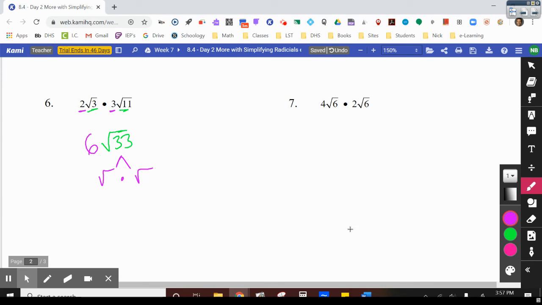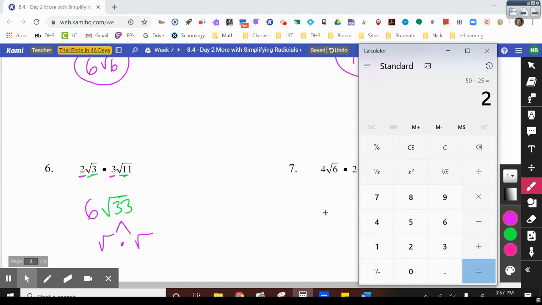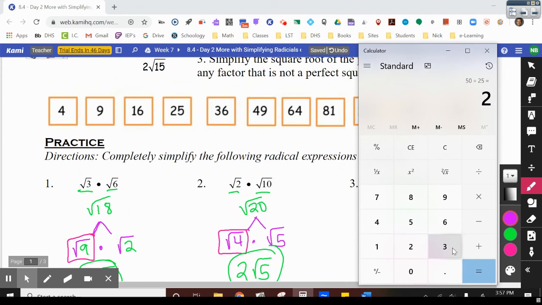So let's see, what can I break up 33 into? 33 divided by, well, 36 is too big. 25 is not going to go. Oh, 16? No, wait a second, that's 2.06. That doesn't work out. 33 divided by 9? No, that doesn't work either. How about 4? 33 divided by 4. No, that doesn't work either.